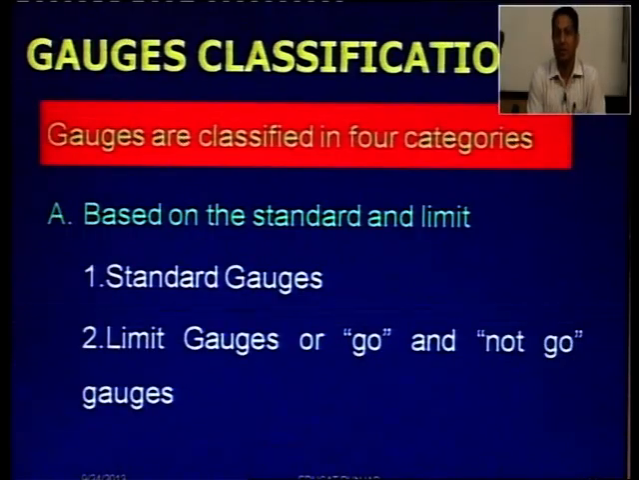So gauges are classified into 4 categories. First of all, based on the standard and limit, they are called standard gauges or limit gauges. Limit gauges are also called limit gauges; from the name itself we know that it sets limits, it makes limits, whether it can go or cannot go. On the basis of that, limit gauges are also called go gauges and not go gauges.